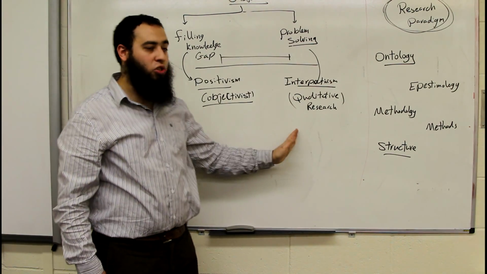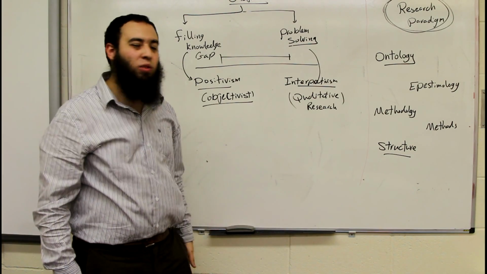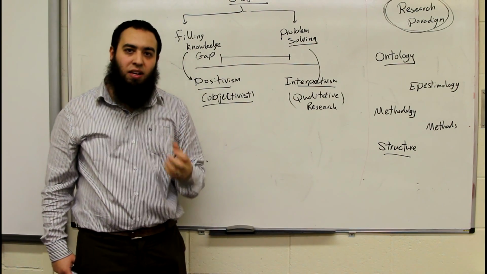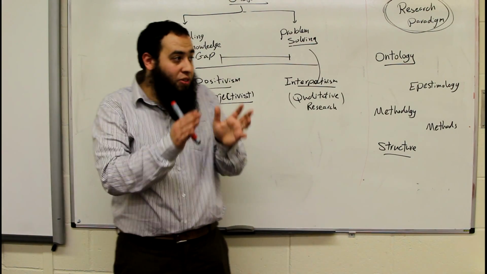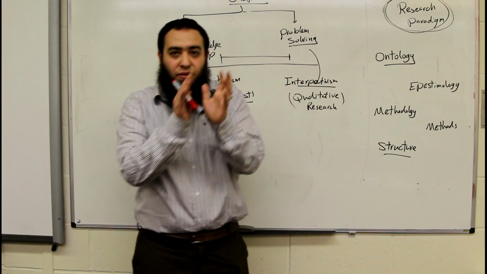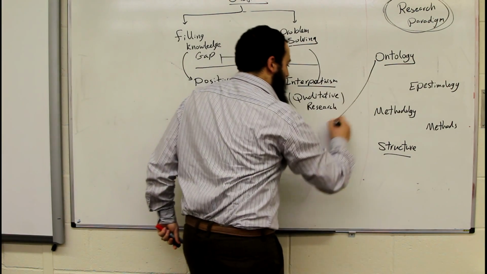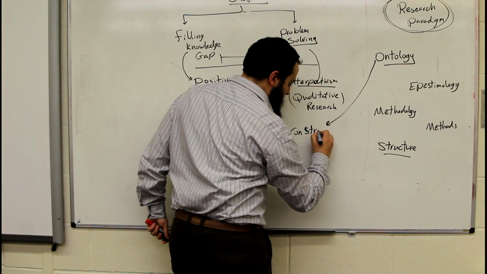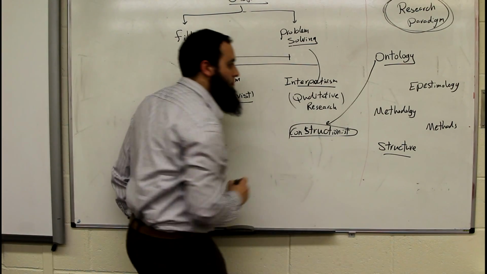So, in this approach, what's our ontology? No single reality. That's why we call it constructionism. What's the meaning of constructionism? The reality is constructed in the context. So different contexts have different realities. The reality is construction. That's why we call it constructionist. This is the ontology.